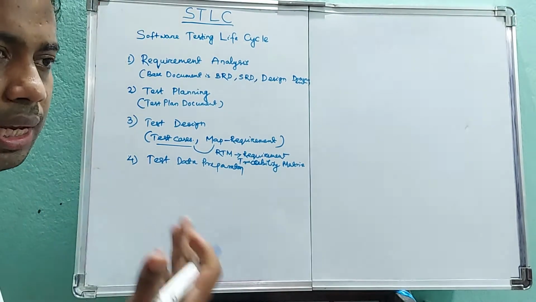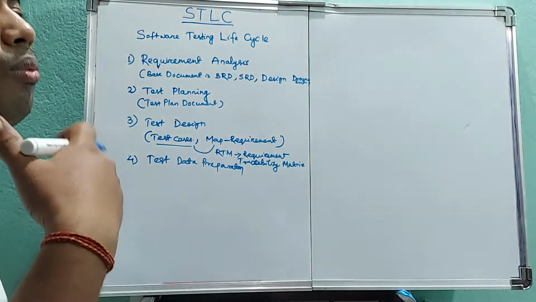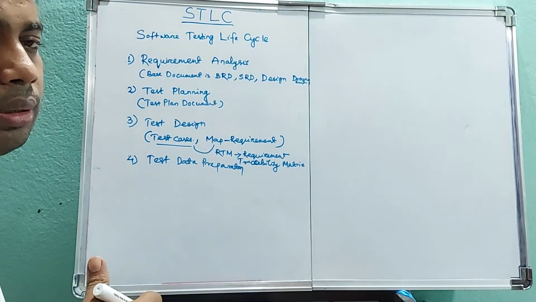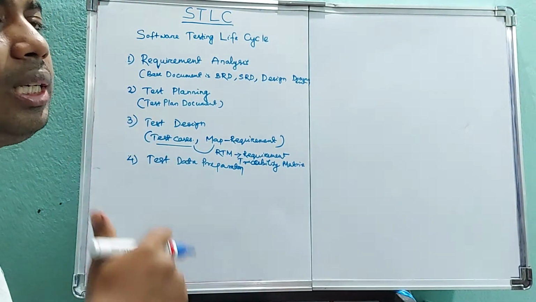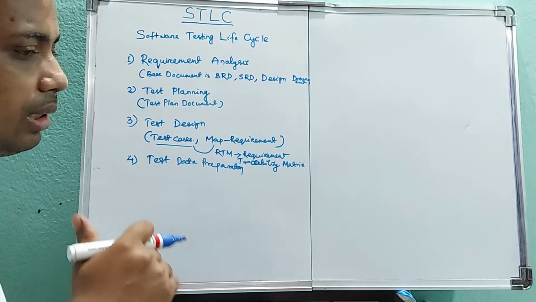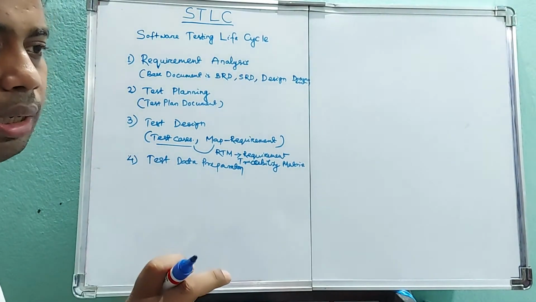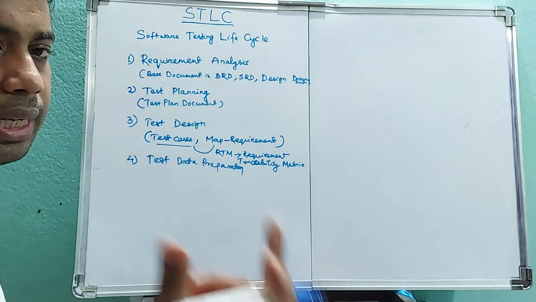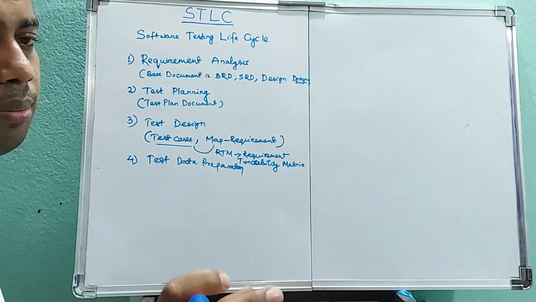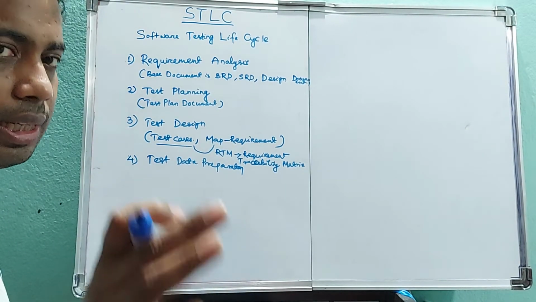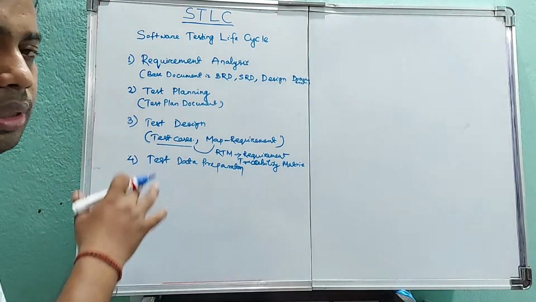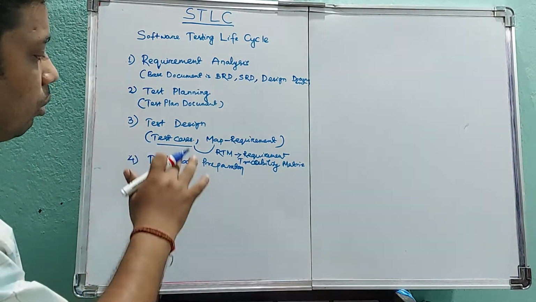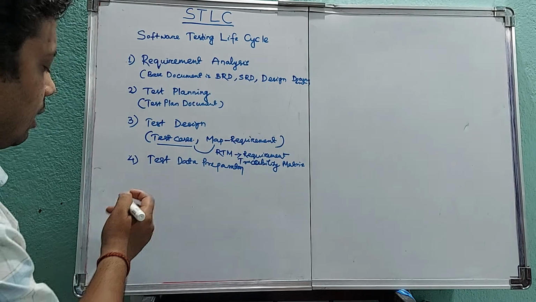If we need to check the balance once we withdraw the money, we need to verify whether the proper balance has been reflected in the account or not. For that, we need to have an account number. Also, we need to know the data of the balance amount. So these are all test data. So we should prepare our test data before the testing. So this is the fourth phase of STLC.